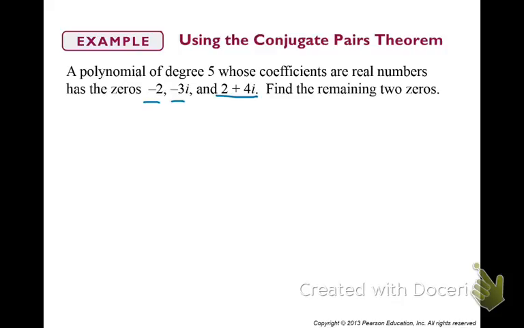Where are you going to find them? What jumps out at you? The conjugates. How many complex numbers do we actually have for zeros? We actually have 2: the -3i and the 2 plus 4i. So the -3i brings with him 3i, positive 3i. So we would have the -2, the -3i, the positive 3i. And with our 2 plus 4i, he brings his conjugate, which is 2 minus 4i.